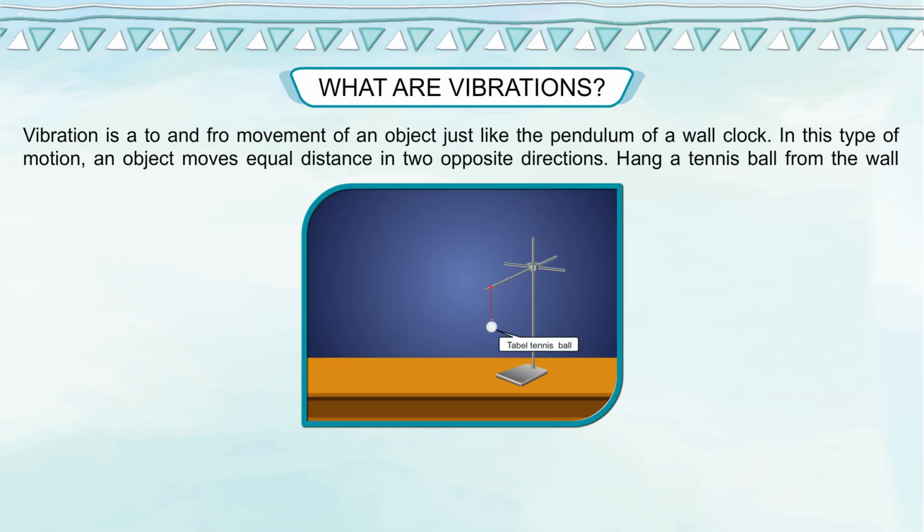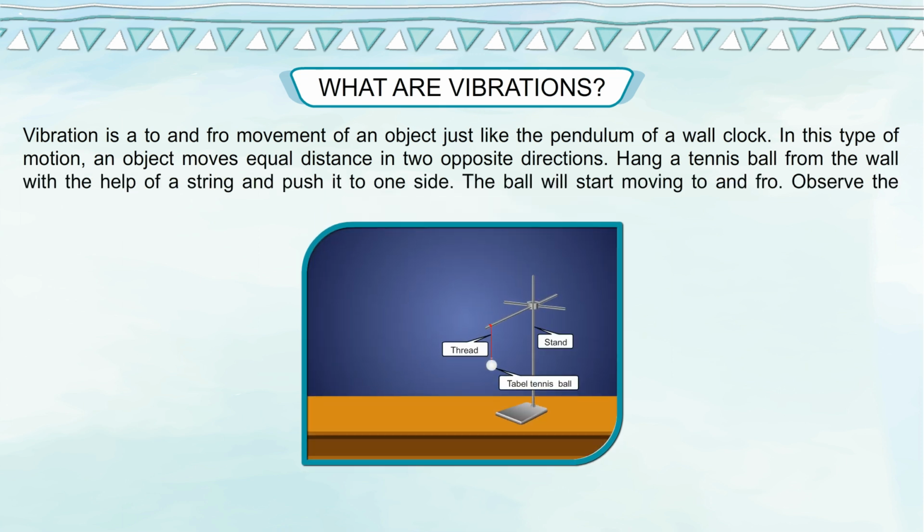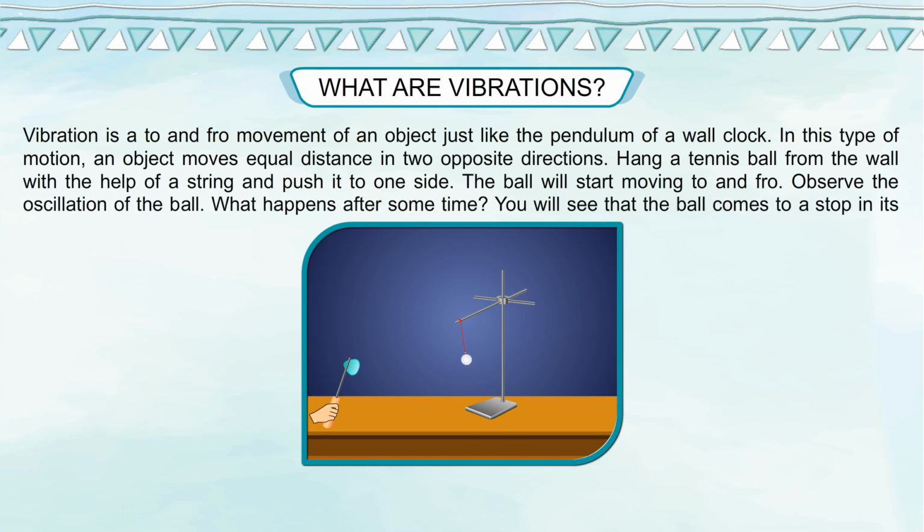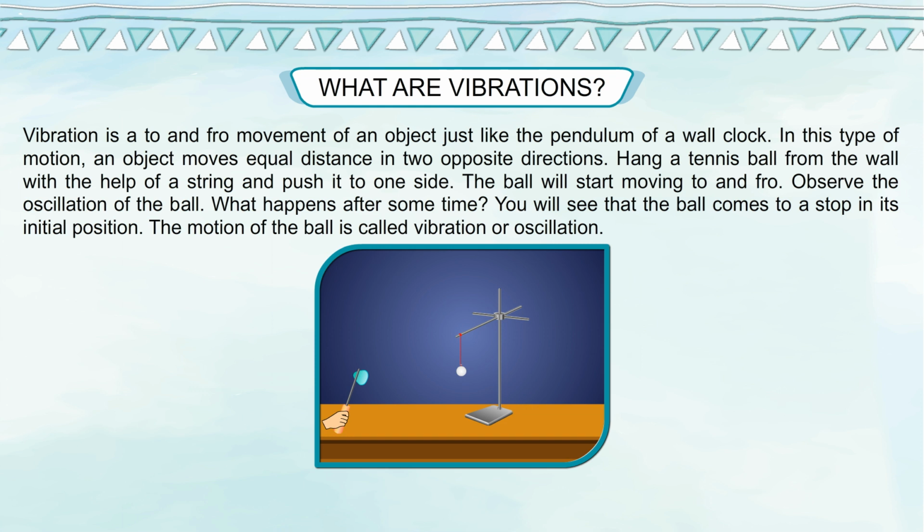Hang a tennis ball from the wall with the help of a string and push it to one side. The ball will start moving to and fro. Observe the oscillation of the ball. What happens after some time? You will see that the ball comes to a stop in its initial position. The motion of the ball is called vibration or oscillation.